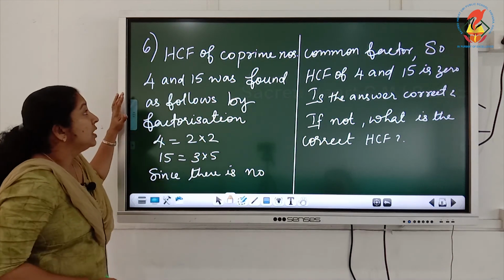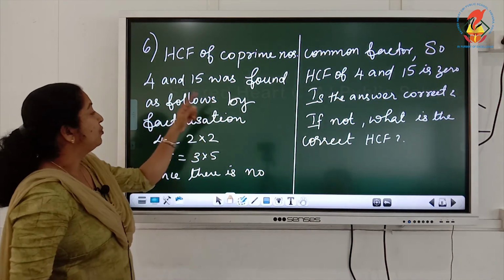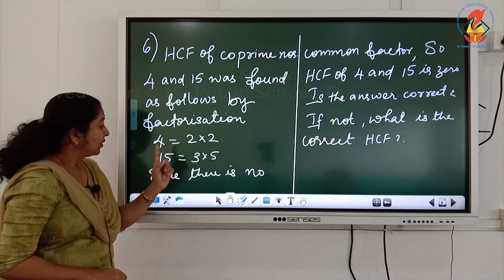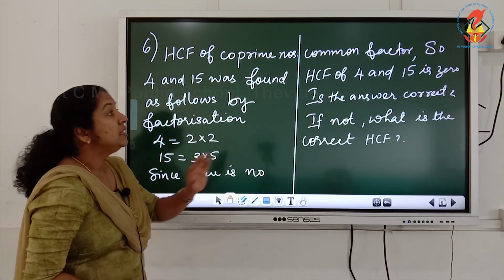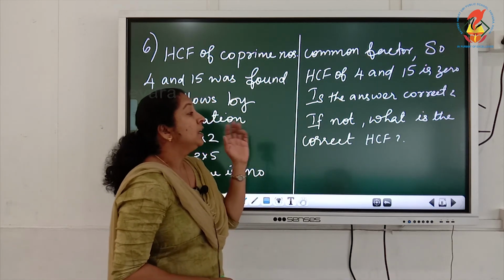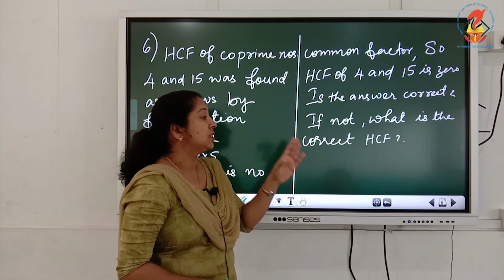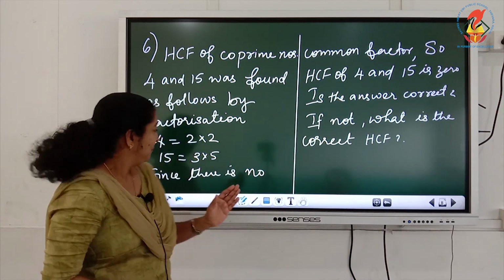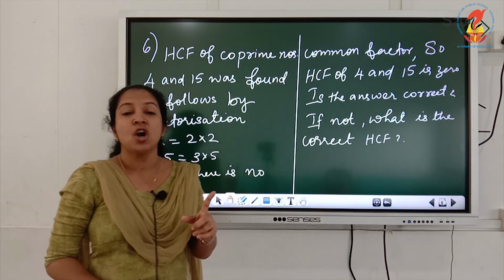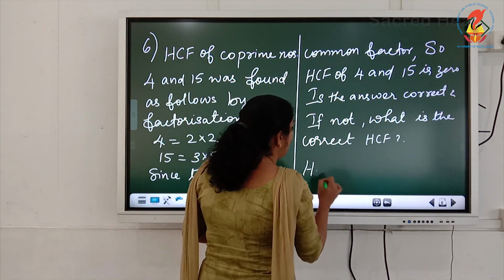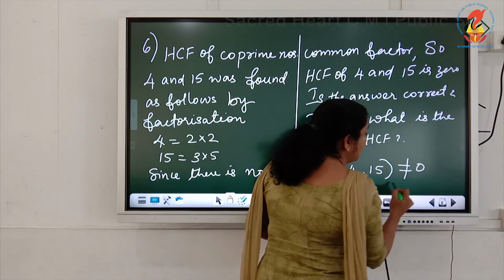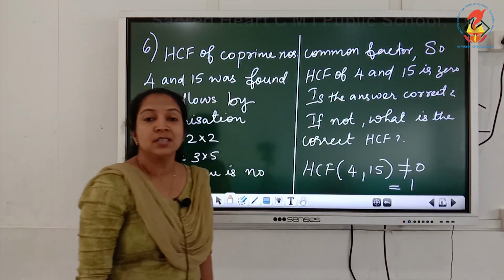Next question, HCF of coprime numbers 4 and 15 was found as follows by factorization. 4 we have written as 2 into 2 and 15 we have written as 3 into 5. Since there are no common factors, HCF of 4 and 15 is 0. Is the answer correct? If not, what is the correct HCF? I have already discussed that. So 4 and 15 are coprime numbers. So only 1 is a common factor. So HCF of 4 and 15 is not equal to 0, but it is equal to 1.